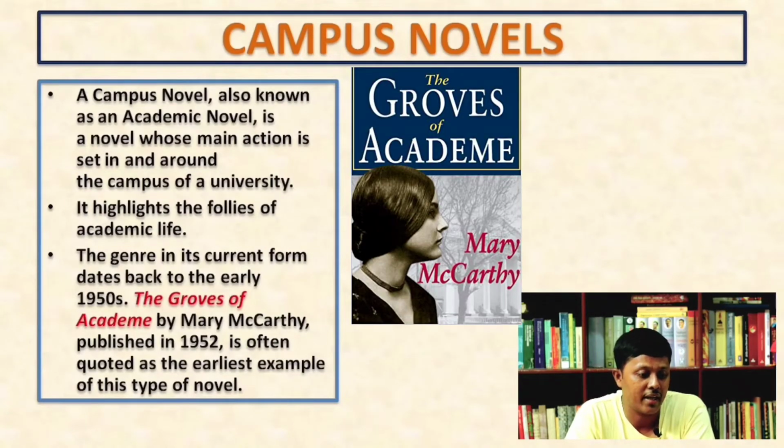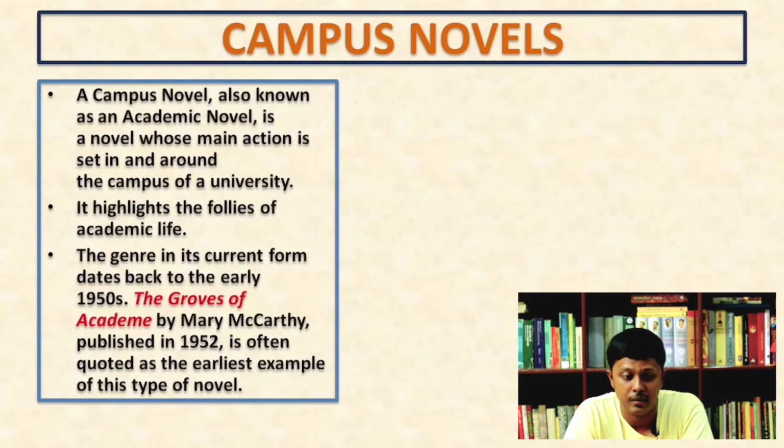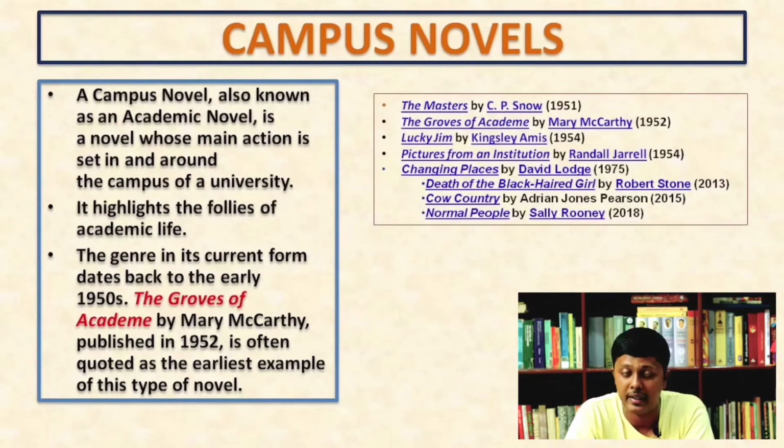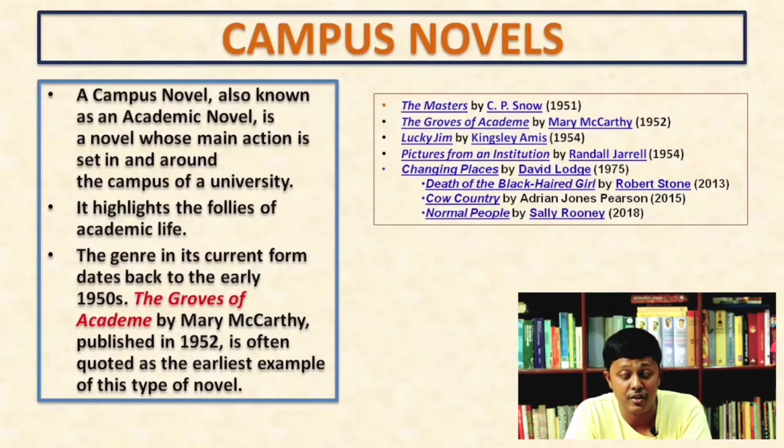The Groves of Academe by Mary McCarthy, published in 1952, is often quoted as the earliest example of this type of novel. Although leaving The Groves of Academe aside, there are a lot of examples of campus novels. You have these examples on the right side of the screen. The Masters by C.P. Snow is a very good and notable example. The Groves of Academe, as I mentioned, by Mary McCarthy. Then Normal People by Sally Rooney.